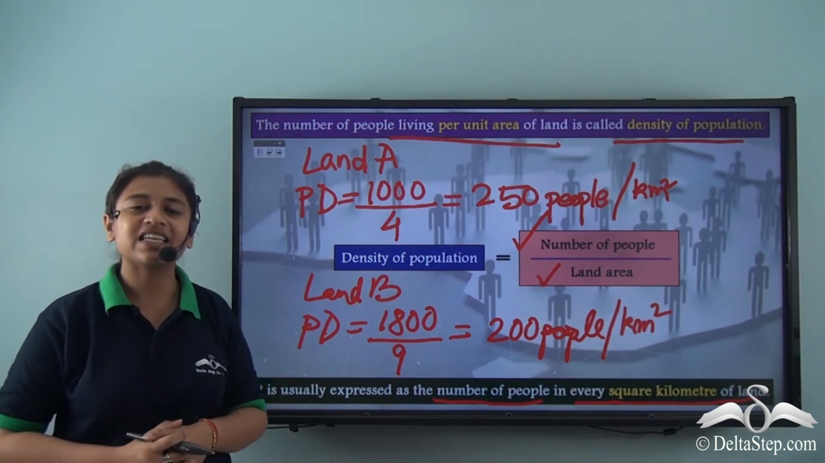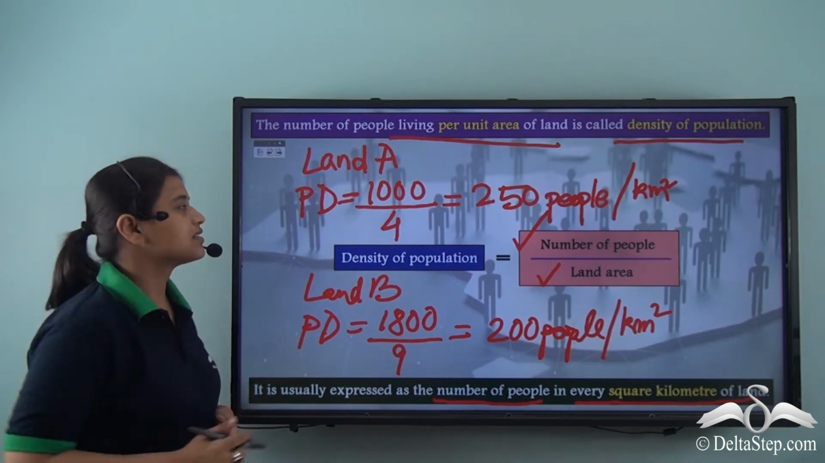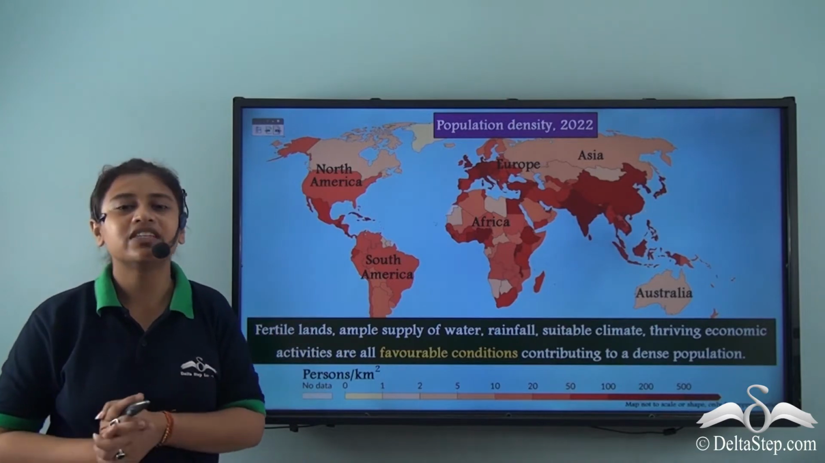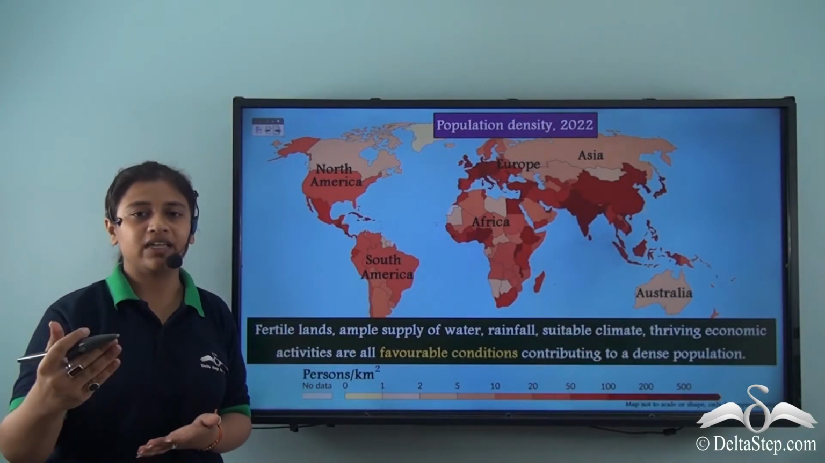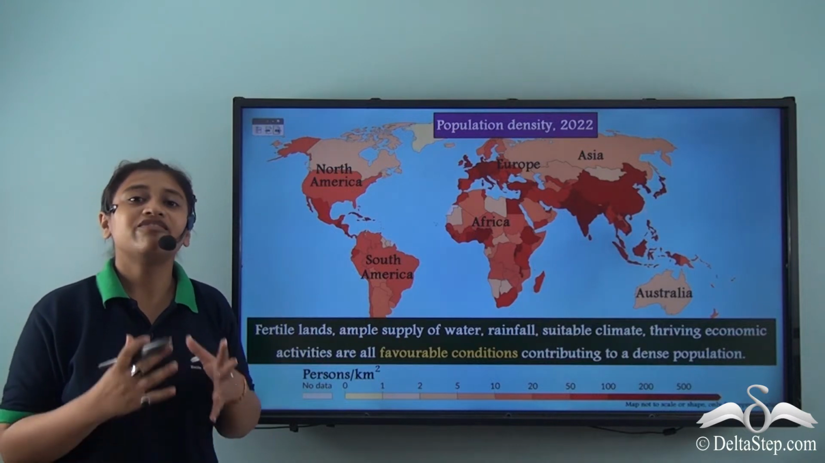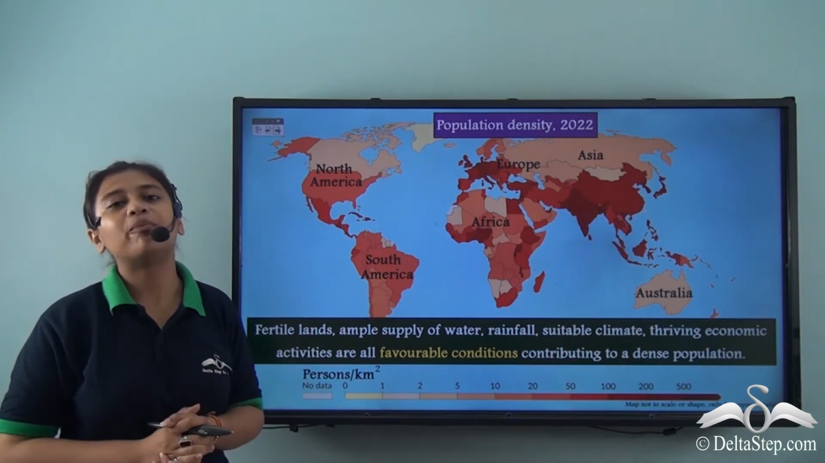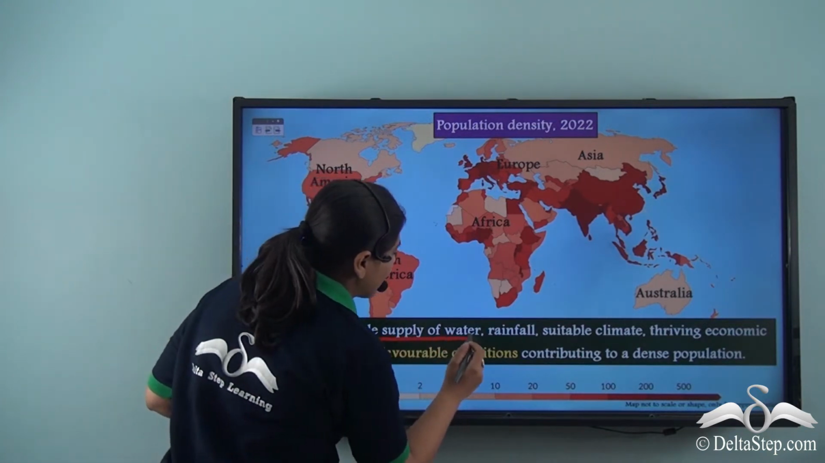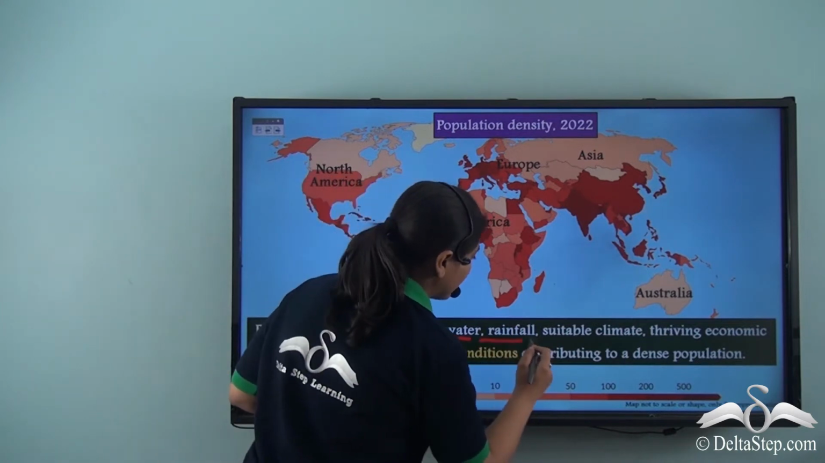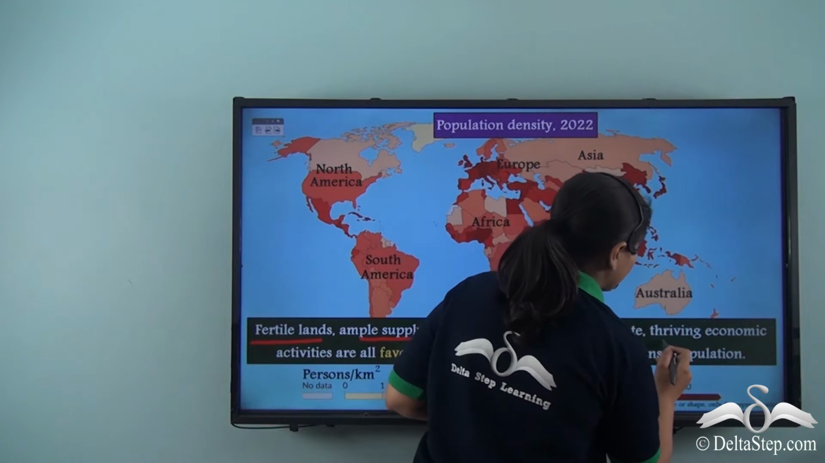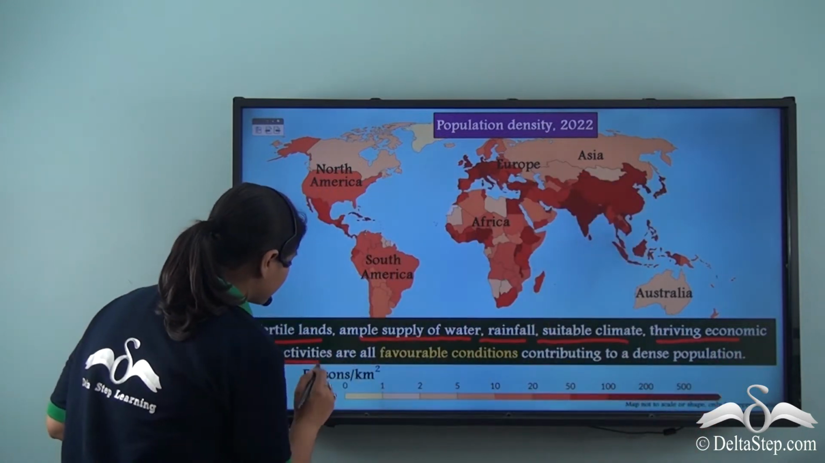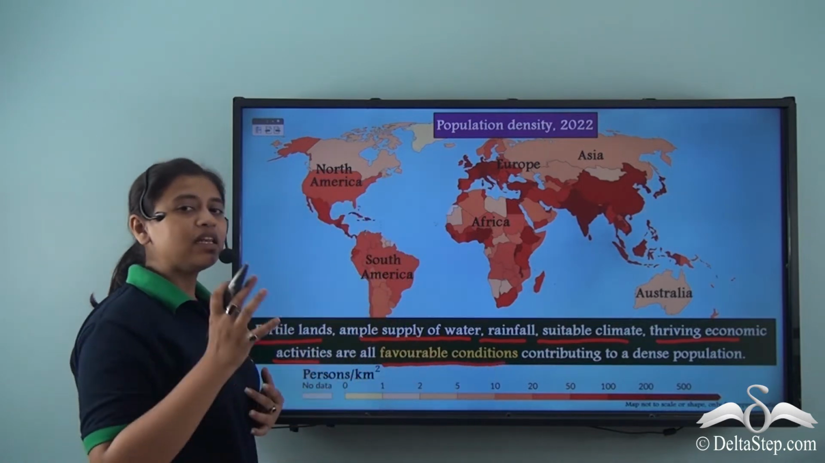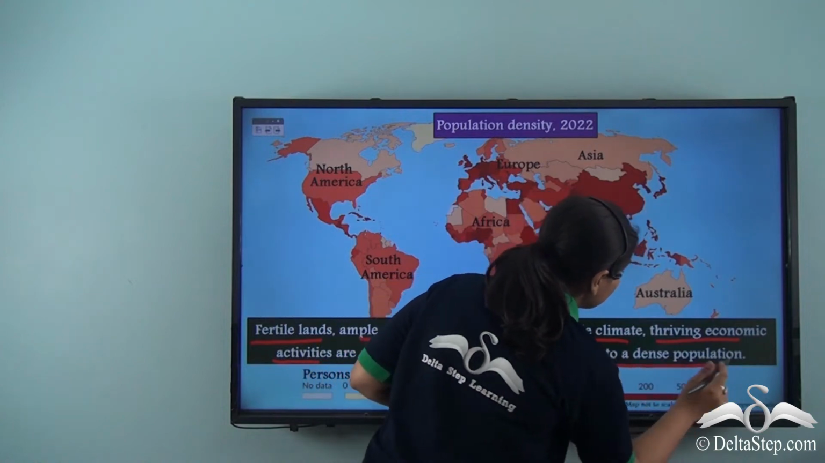So population density may vary with time and place. But there are certain factors that influence the density of population in a region. Even if the region is highly populated, the density might be low. Why so? The factors that influence the density of population could be the fertility of the land, ample supply of water, rainfall, suitable climate, and thriving economic activities, that is, the presence of important industries. These all act as favorable conditions contributing to a dense population.